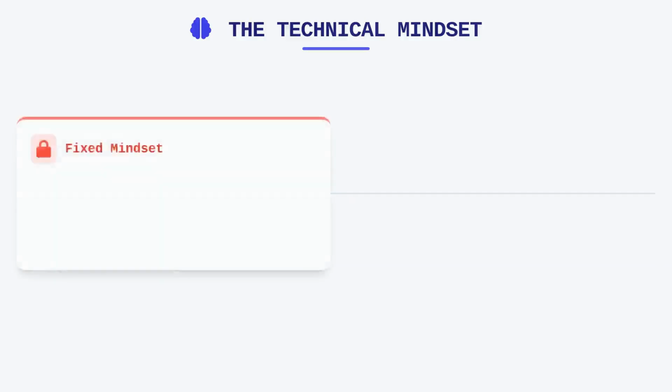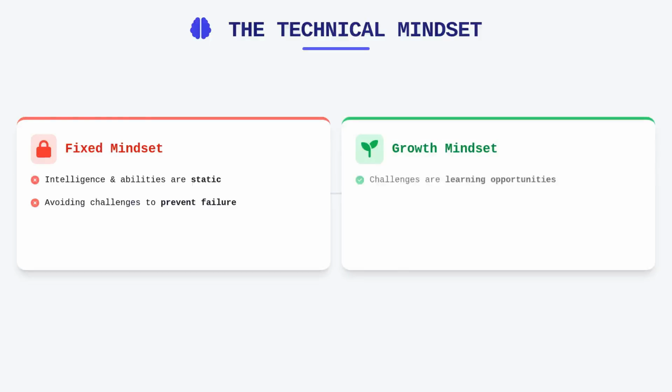To understand the mindset required, we often look at the contrast between fixed and growth orientations within technical environments. A fixed mindset assumes that intelligence and abilities are static, leading developers and managers to avoid challenging work to prevent failure. Conversely, a growth mindset views challenges as opportunities for skill acquisition, which is a prerequisite for a high-performing Agile Release Train.